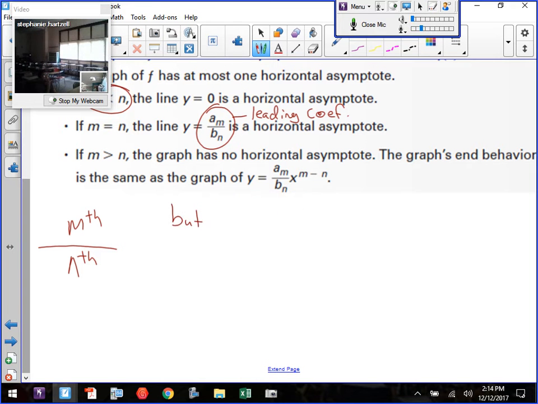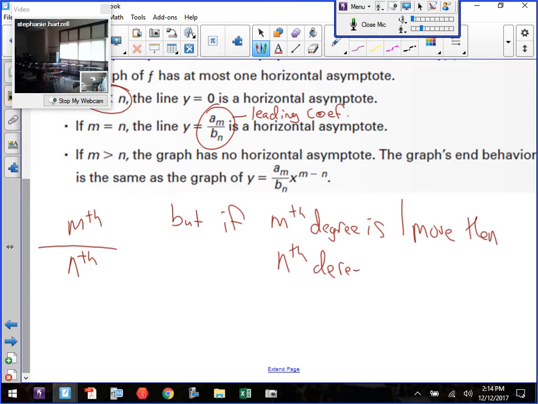But if the degree of the numerator is one more than the degree of the denominator, we have a slant asymptote. We'll explain how to find that in a minute. We actually already know how to find it. We just haven't done it in a problem like this yet.